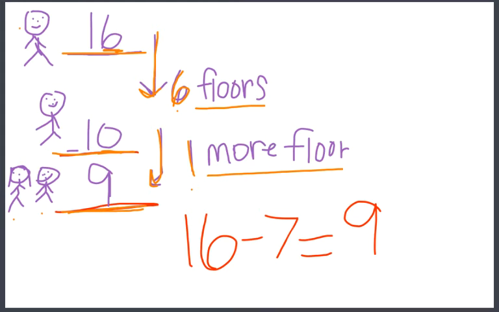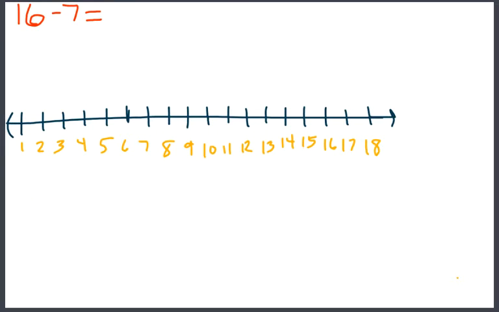And guess what? Hayden's elevator ride can also be shown on a number line. Let's do that. I have the number model here at the top, 16 minus 7 equals, and then I have my number line right here. So let's begin at the number 16 because that's where Hayden begins on his elevator ride. I'm going to show it in purple. I'm going to start right here, put a little dot at 16 because that's the 16th floor.